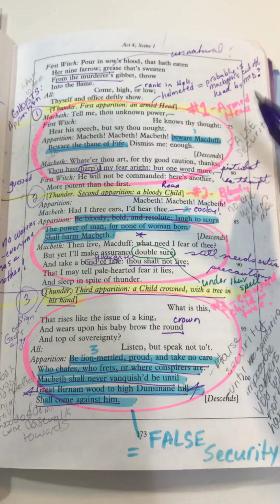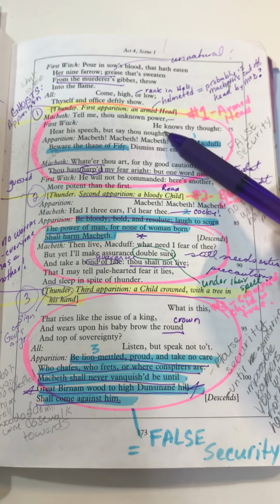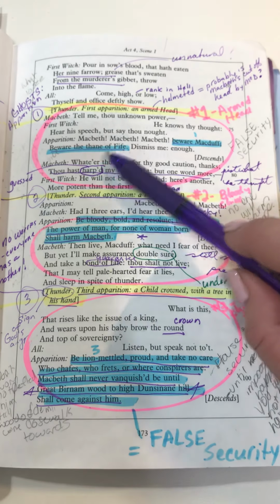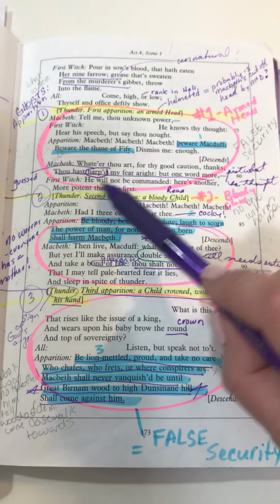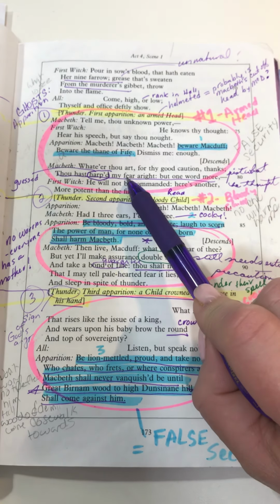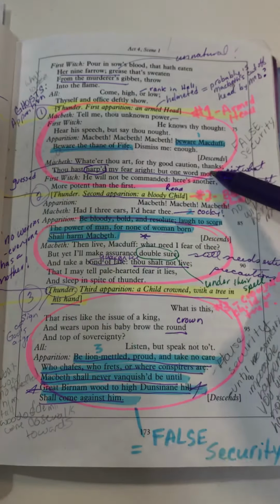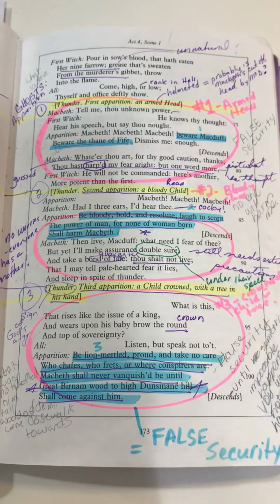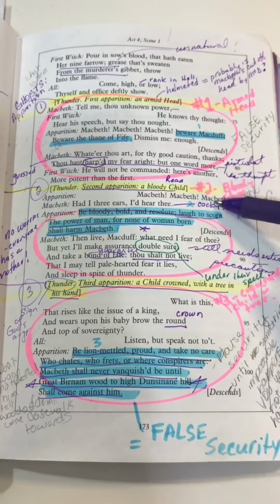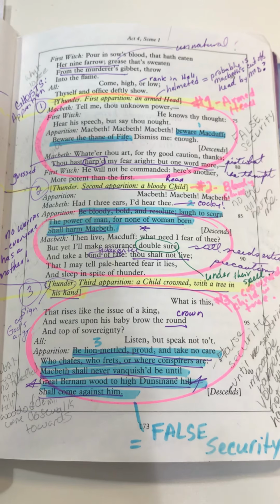All right, so the first ghost shows up. It's an armed head, right? And he says, beware Macduff, beware the Thane of Fife. Macbeth says, I already know that. Like, this is something that I'm already well aware of. I've already guessed that I need to be really, really cautious of him, right? So they're just planting the seed of false security. Now, the second apparition is of a bloody child.